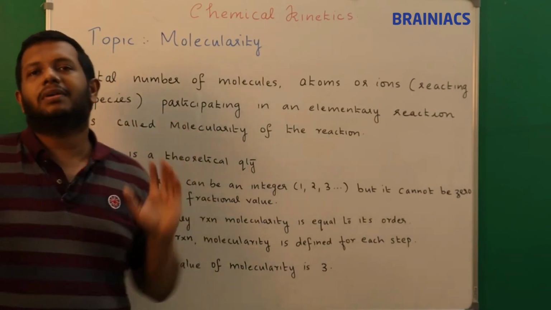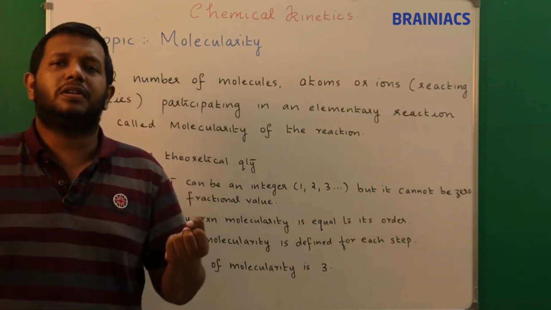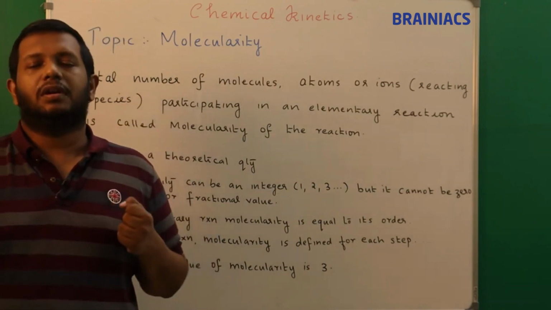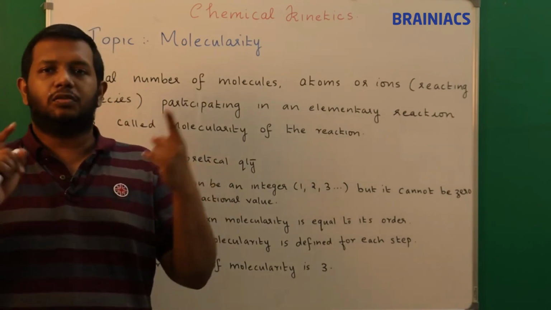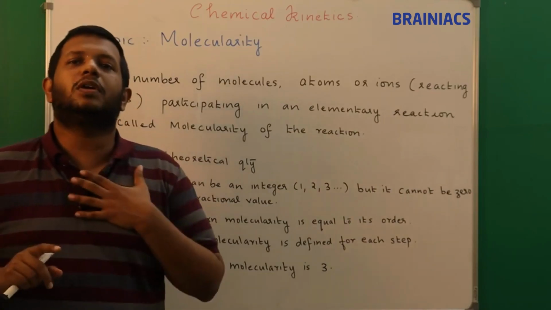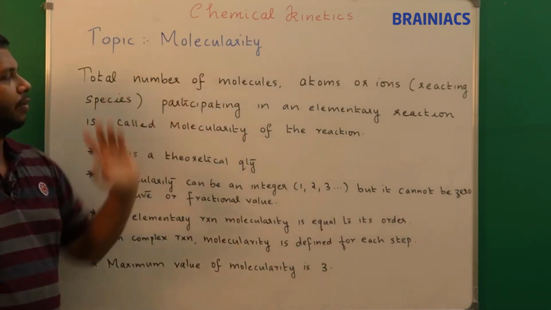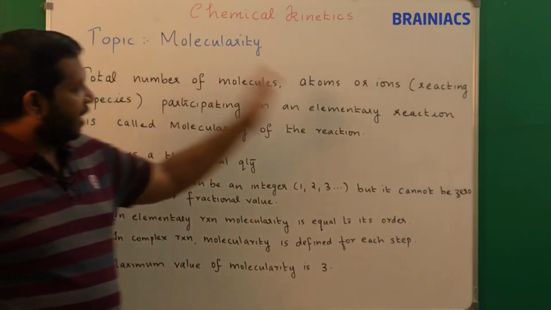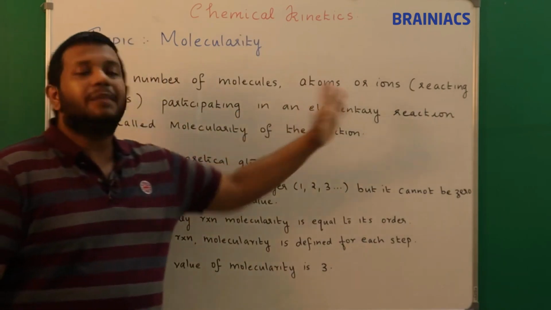Okay, I can give you a simple idea. Molecularity means, very simple, the number of species that undergo reaction. For example, if you have 2 molecules, these 2 molecules will collide during the reaction and give you the product. Then my molecularity is 2. So, very simple, I can say it is the total number of molecules, or it can be atoms or ions, participating in an elementary reaction.